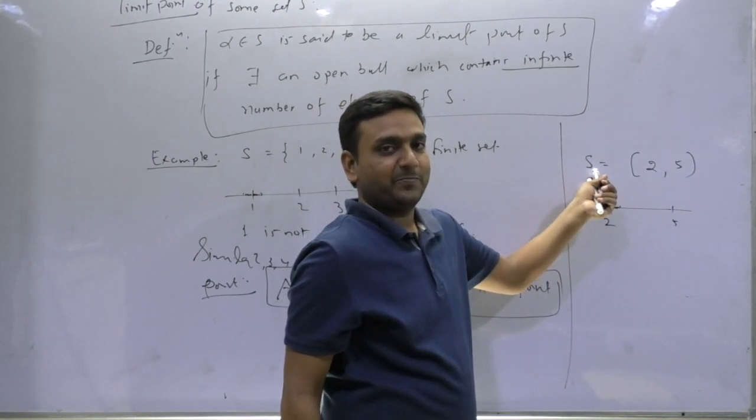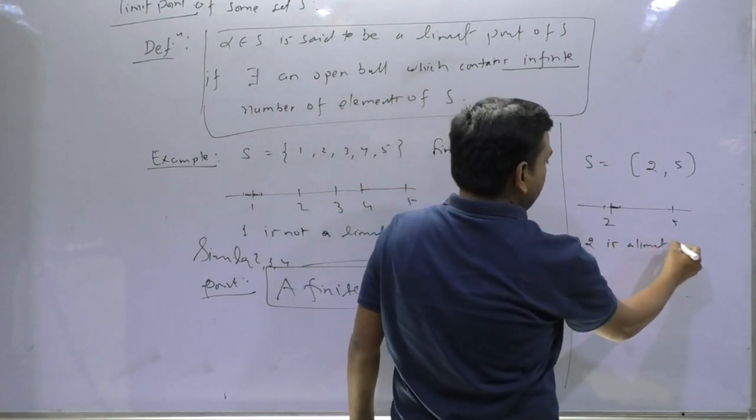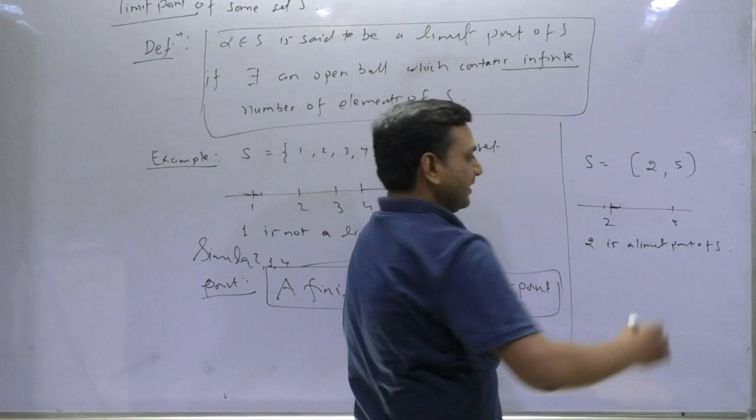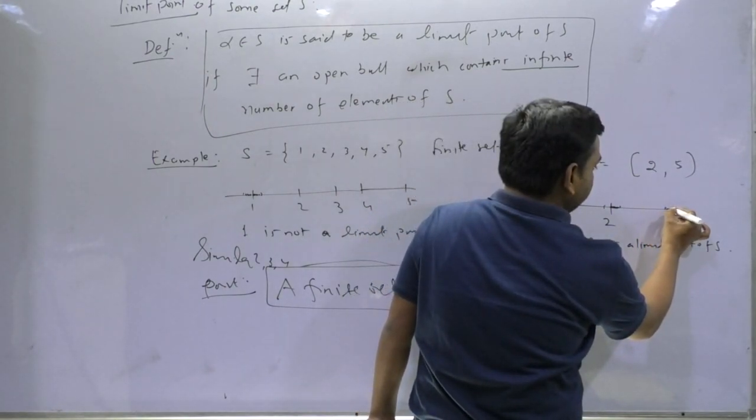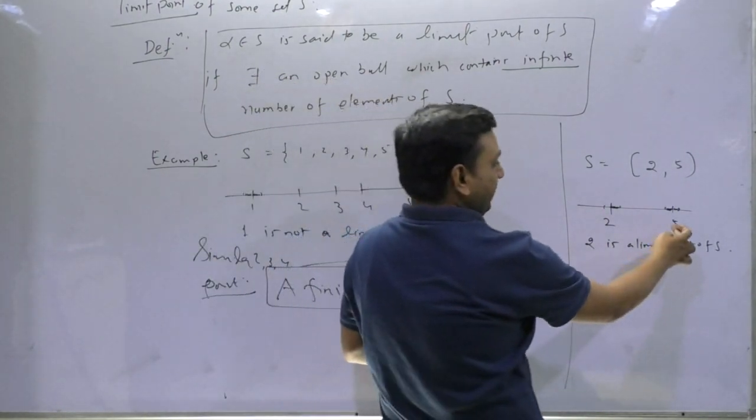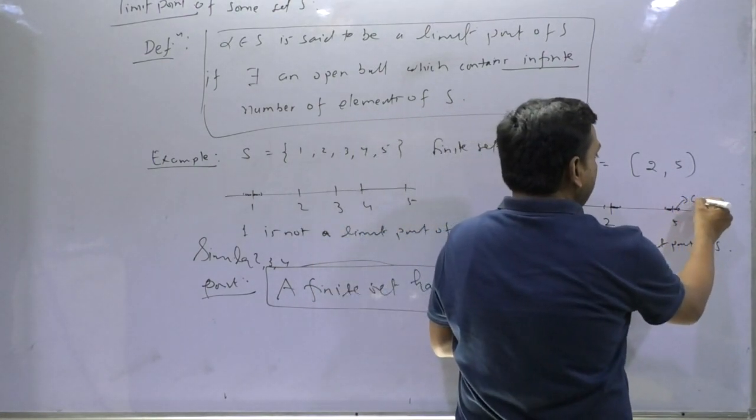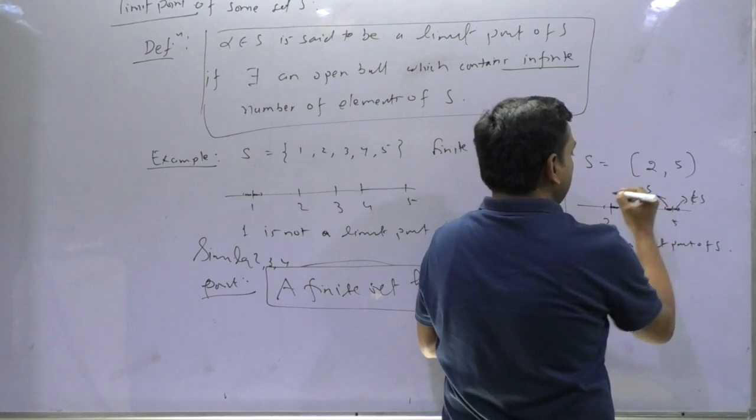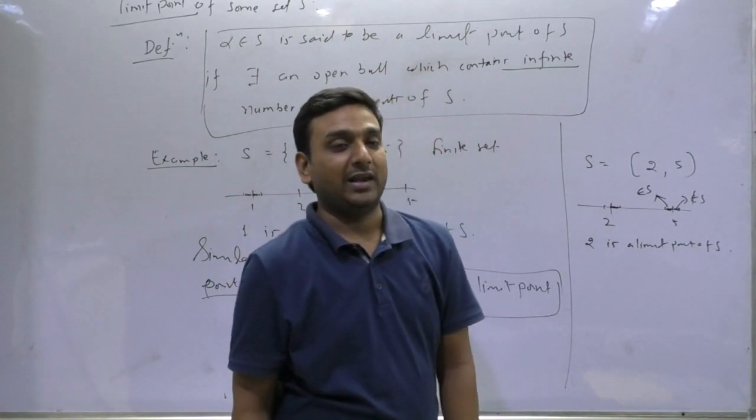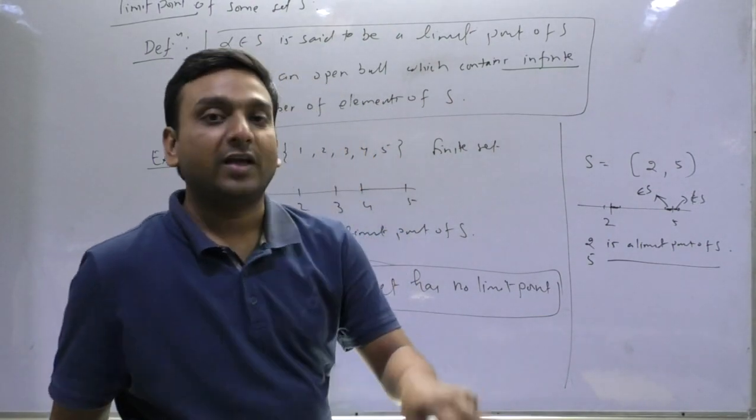You're getting my point? Is it clear or not? So 2 is a limit point of S. Fine. If I consider any ball centered at 5, then obviously 5 is not included in that ball. These points are not included in S, but these belong to S, and these are infinite number of points over the real line. So 5 is also a limit point of S.